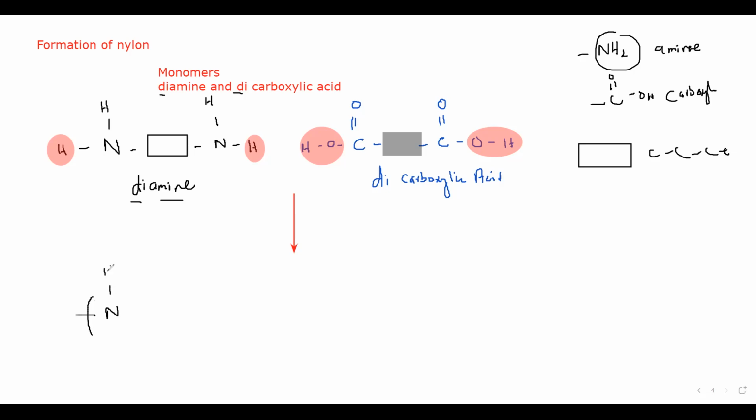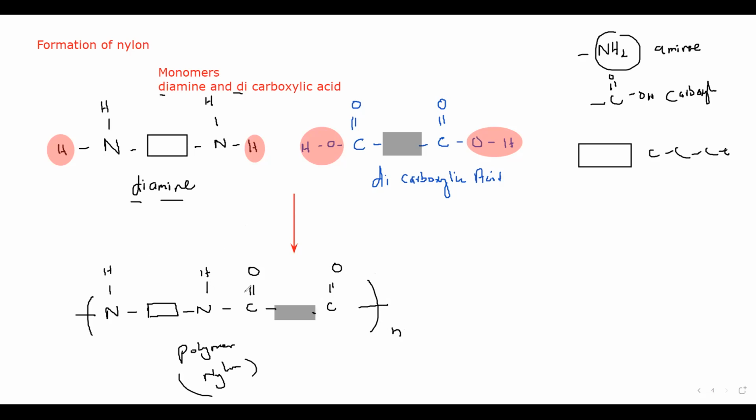So this will be N, H, then there will be a box, then NH. Now since this H and OH are removed, this nitrogen will form a bond with carbon, C double bonded with O. And then this shaded part means the carbon chain. Then C double bonded with O, and this OH is removed, so put a bracket and n. That is a polymer. What do we call this polymer? We call this polymer nylon. So this is the structure of nylon.